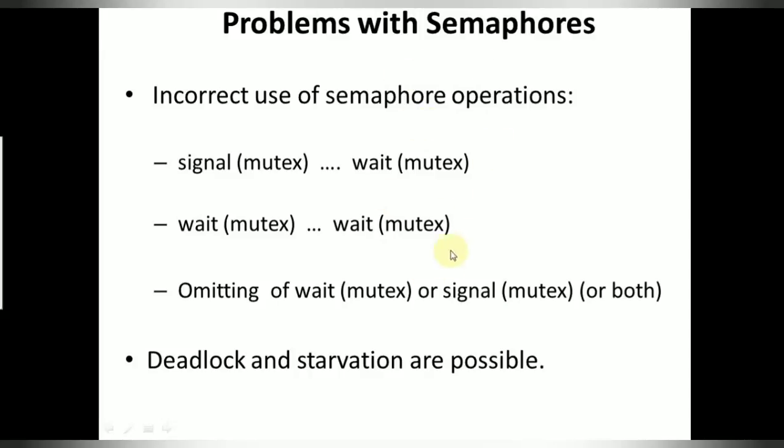Either of these three cases, that is incorrect use of semaphore operations, that is the placement of your wait and signal is not right, or wait and signal are not used properly, that is only wait is used or only signal is used, or if one of the operations is omitted, this may lead to deadlock or starvation. Hence, we have come up with another synchronization tool, that is monitor.